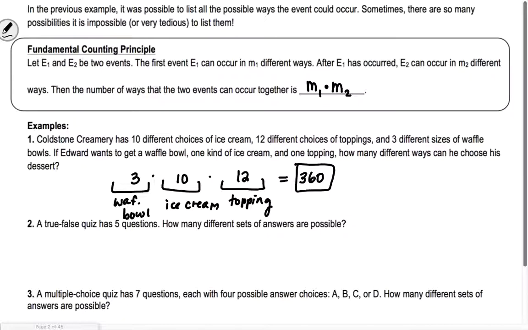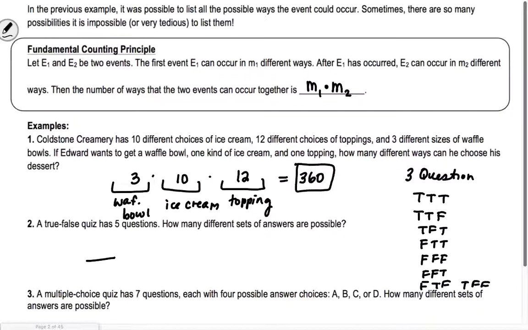So let's think about a 3-question quiz. I could have true for the first one, true for the second, true for the third one. I could have true, true, false. I could have true, false, true. I could have false, true, true. And what else could I have? I could have false, false, false; false, false, true; false, true, false; and true, false, false. That's a lot of possibilities. How many do we have? 8. That's just with 3 questions.